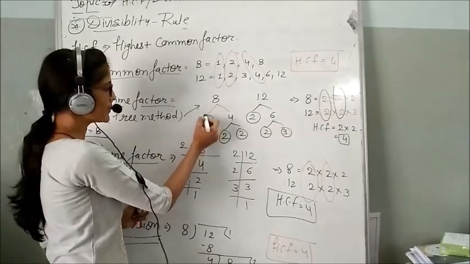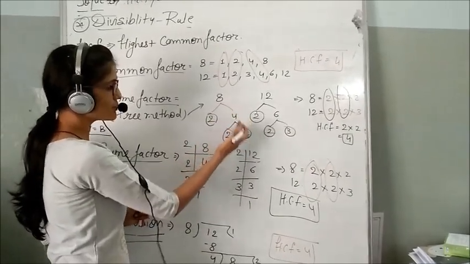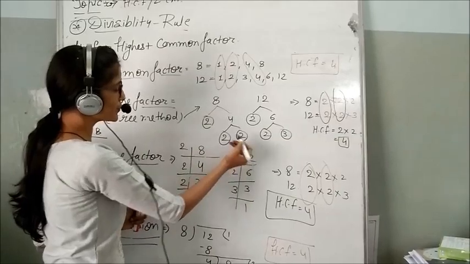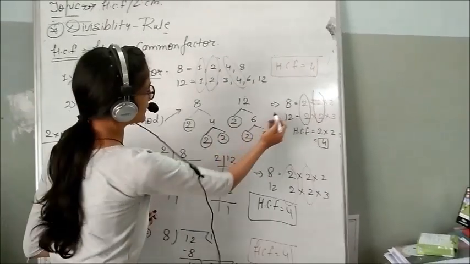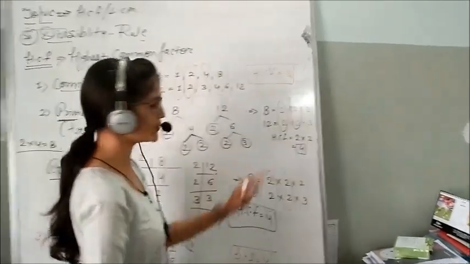2 is a prime number, so I circle it. Now the 4, it is also divisible again. 2 into 2, 2 2s are 4, so the prime factors are 2 and 2. Now 8 is 2 multiply 2 multiply 2.